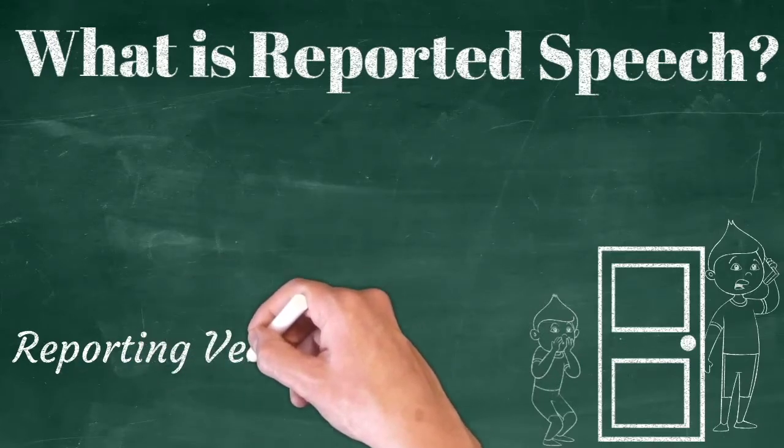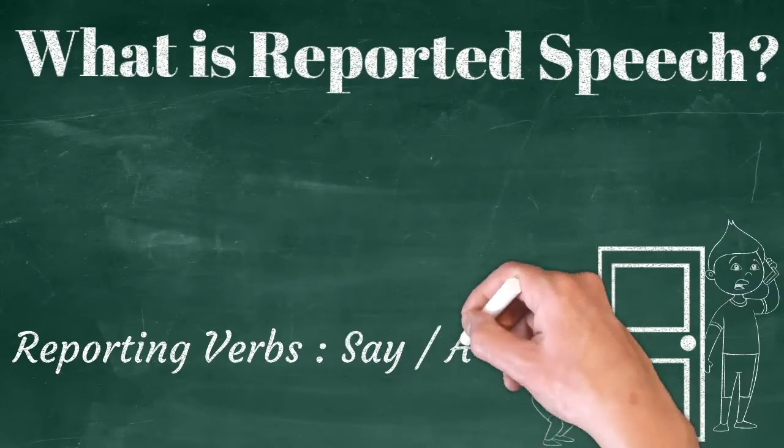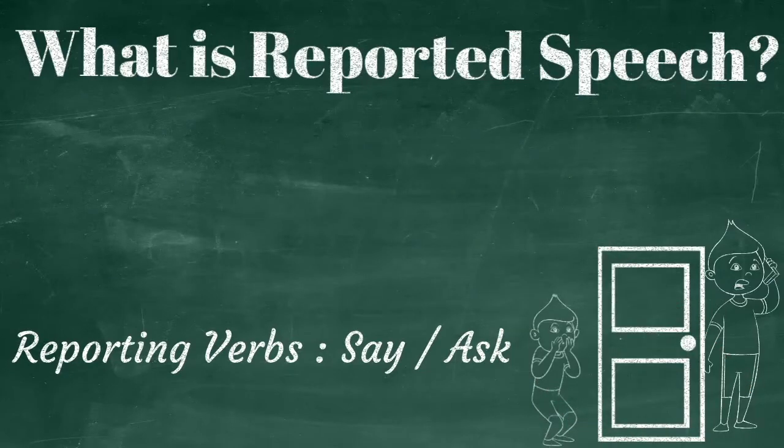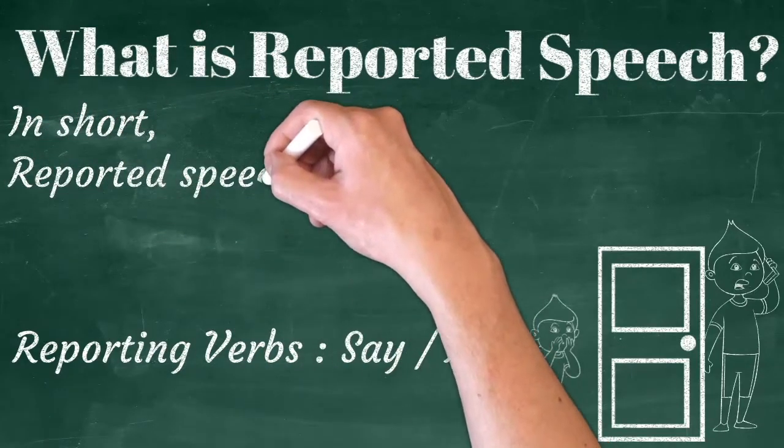Instead, we use a reporting verb such as say or ask. These reporting verbs are used to report the speech to someone else. There are many different reporting verbs that can be used, and we'll try to use different ones during this video to show you some examples. But you can always do some research too if you want to learn more examples.